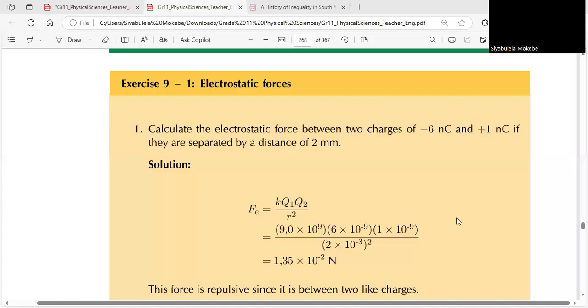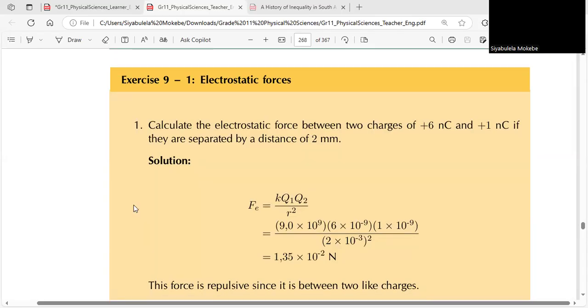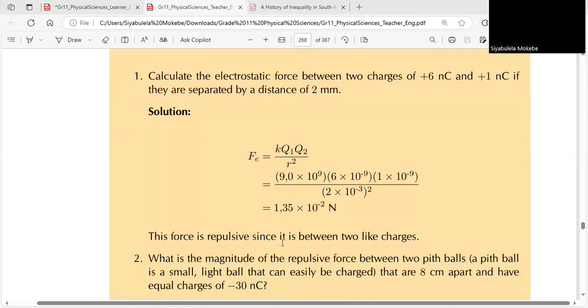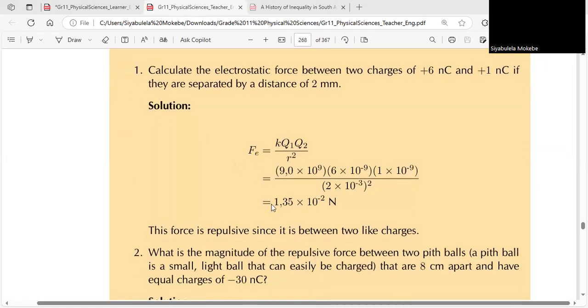Folks, I hope that you really tried all those exercises. Even if a question was difficult, at least try it. And then if you can't do it, skip it. So let's look at some solutions together. For number one, the force is 1.35 times 10 to the negative 2 newtons between those particles. And this force is repulsive since it is between two like charges.